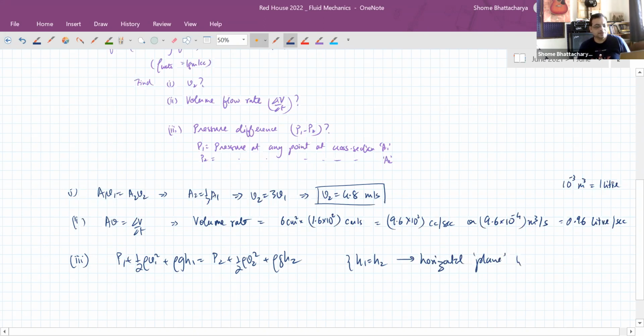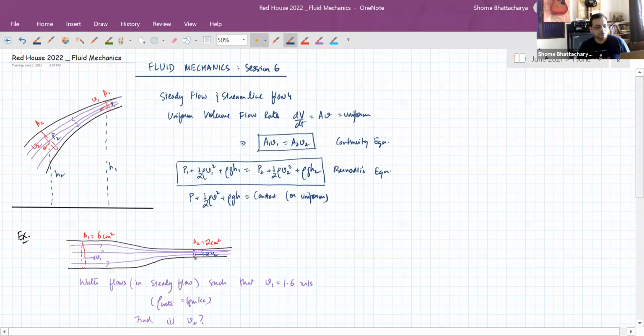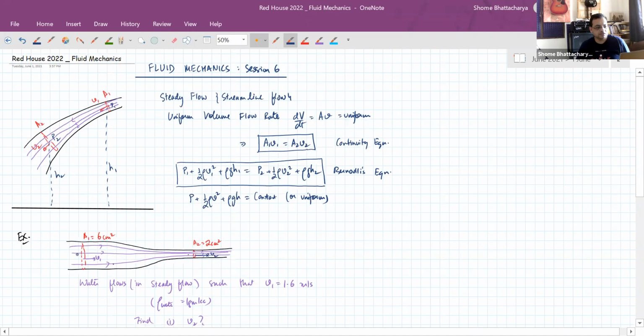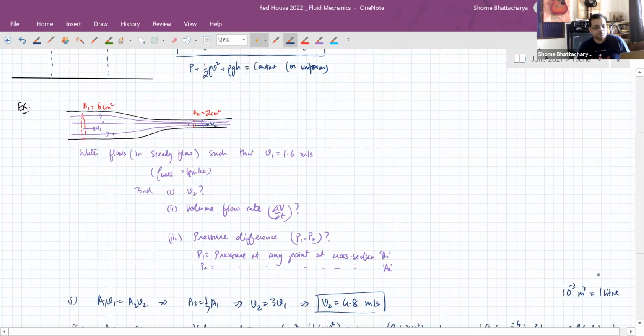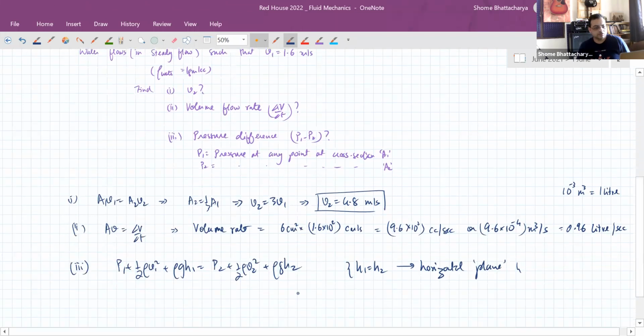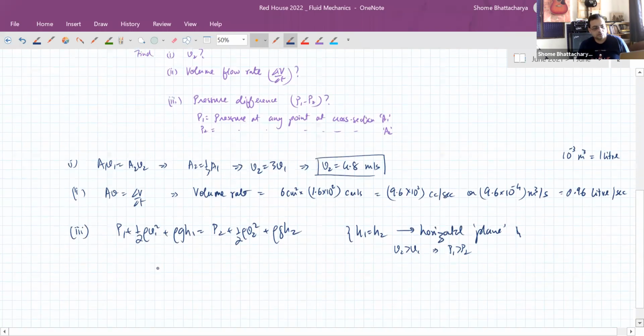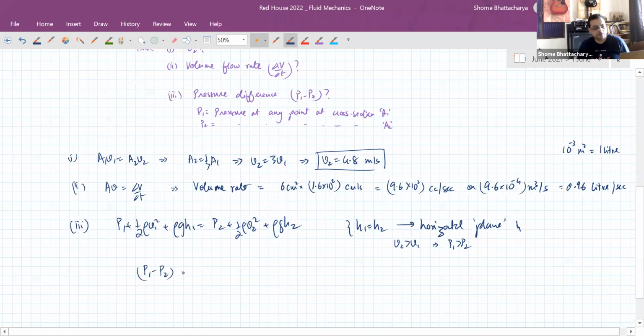Okay. I mean, there might be slight minor difference of height between, let's say, a point like this and a point like this. But if you consider the streamline going through the midpoint, the central axis of the pipe, that's in a horizontal plane, right? So that height difference is 0. Whereas V2 and V1, we see V2 is greater than V1. So P1 will become greater than P2. So P1 minus P2 will be a positive quantity.